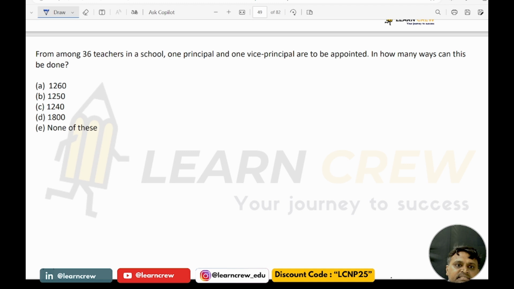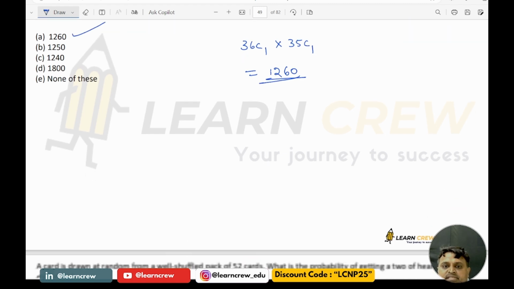Next, from among 36 teachers in a school, 1 principal and 1 vice principal are appointed. In how many ways can it be done? So 1 principal can be chosen in 36 ways. After that, 35 persons are left. You have to appoint 1 vice principal. 36 into 35 is 1260. So the answer is 1260.